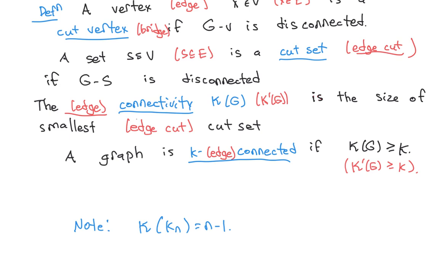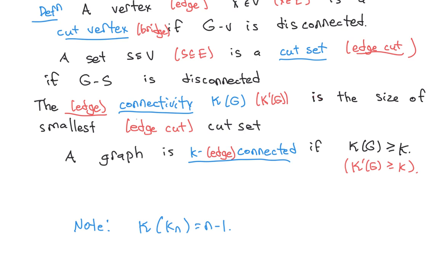Given a graph G, a vertex X is called a cut vertex if deleting that vertex causes the graph to become disconnected. Similarly, an edge is a bridge if deleting that edge results in a disconnected graph.